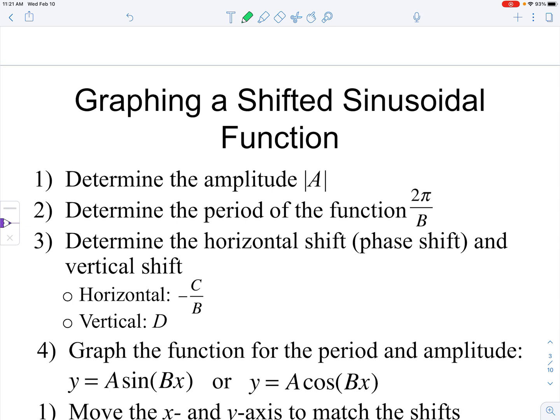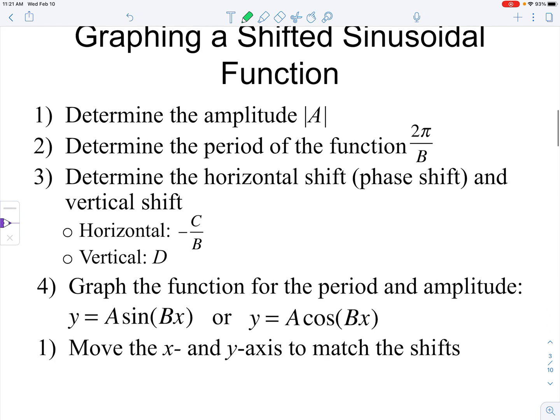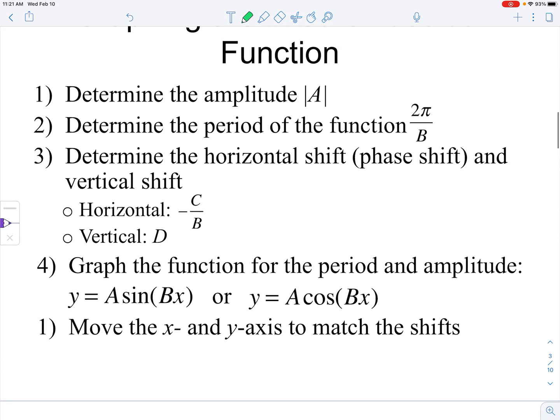And then the vertical shift is d. So if the vertical shift is plus 5, that means the shift is up 5 units. And if it's minus 5, that would mean that the graph would be shifted down 5 units. And then I like to graph the function over one period that has been transformed, but not with the shifts, so that you get the shape of the sine or the cosine graph.